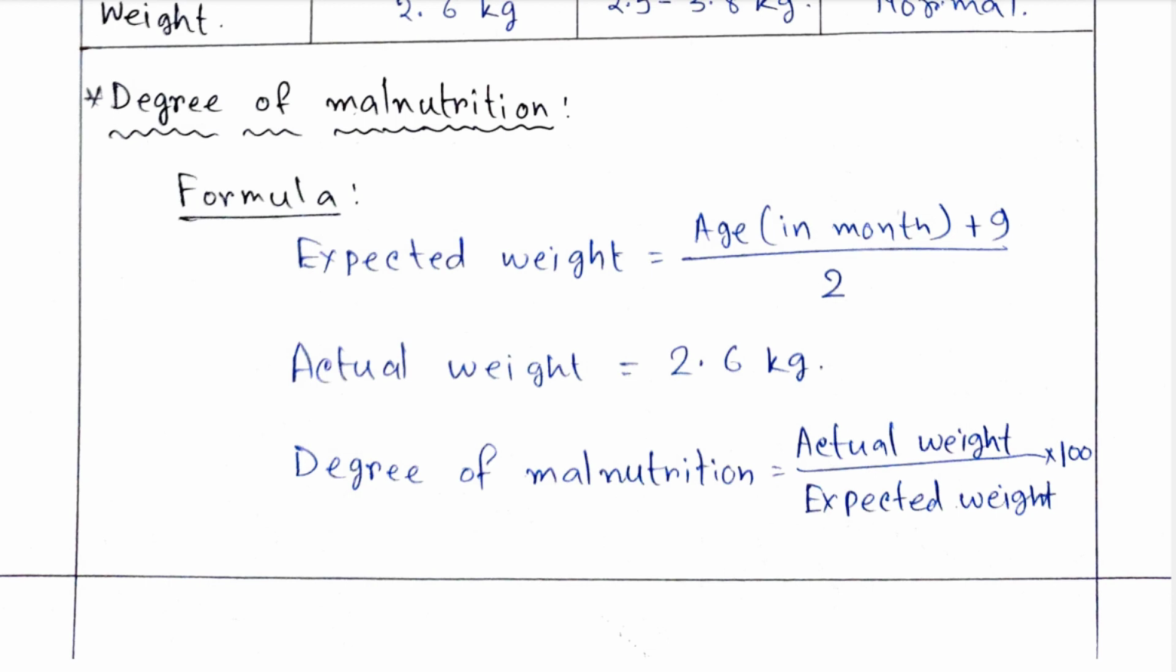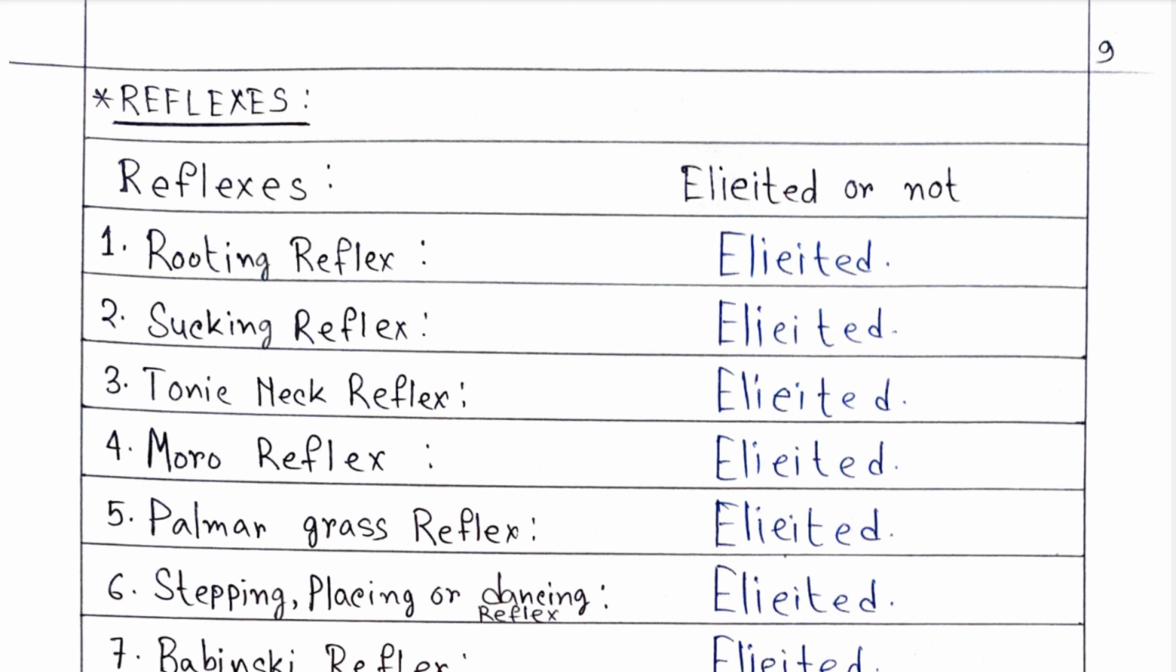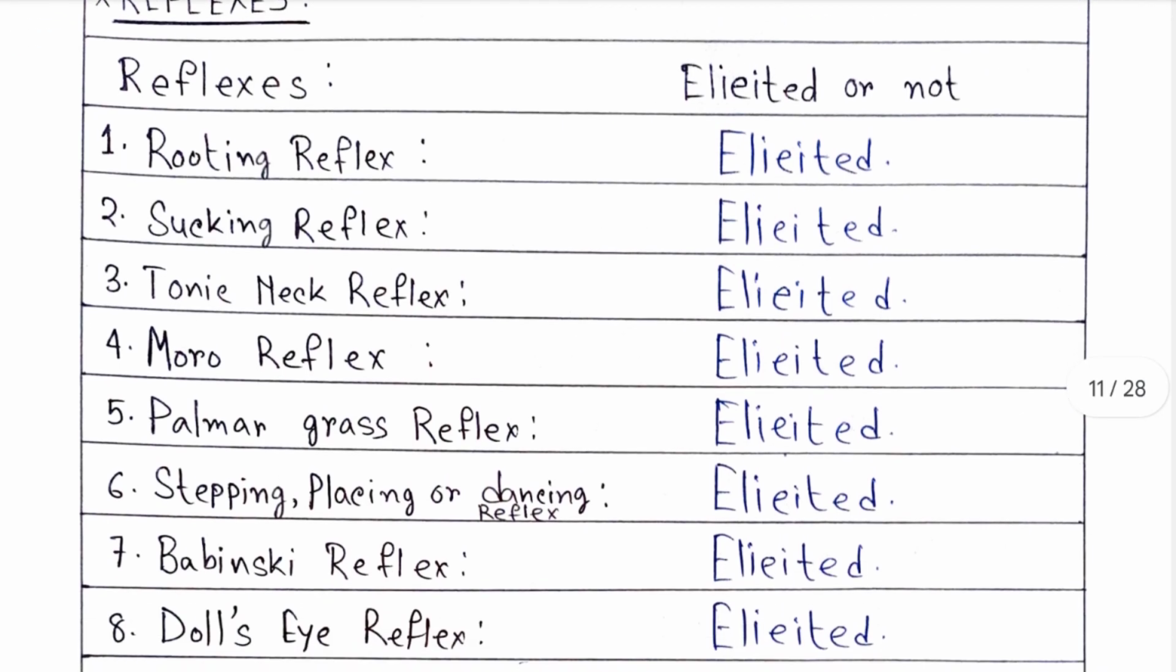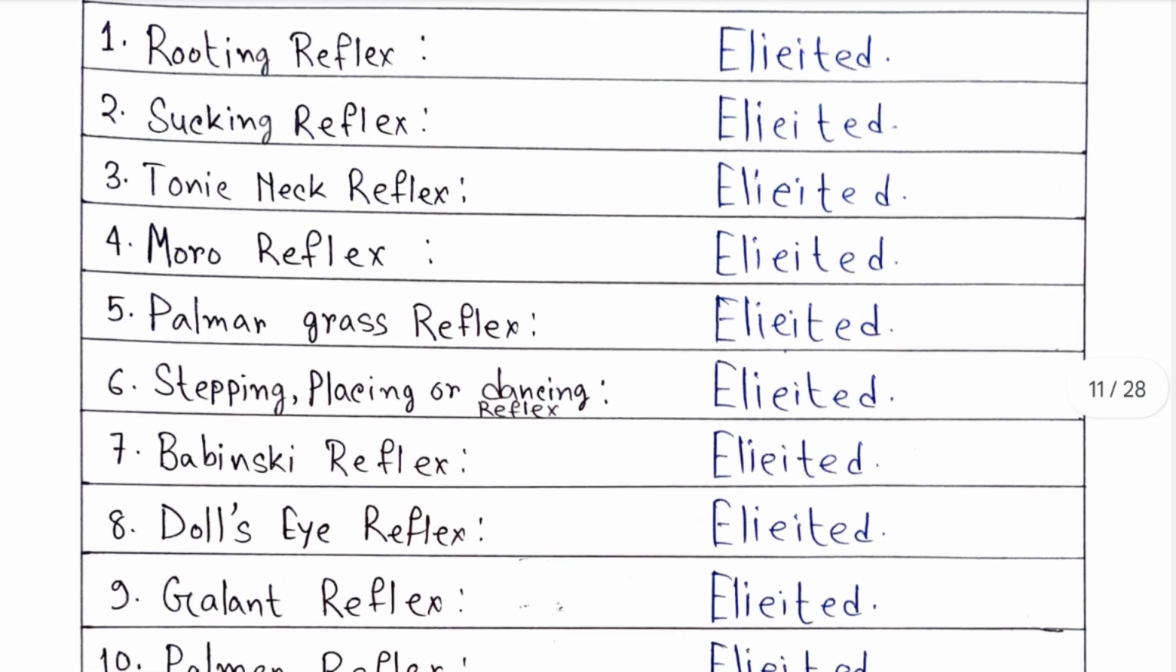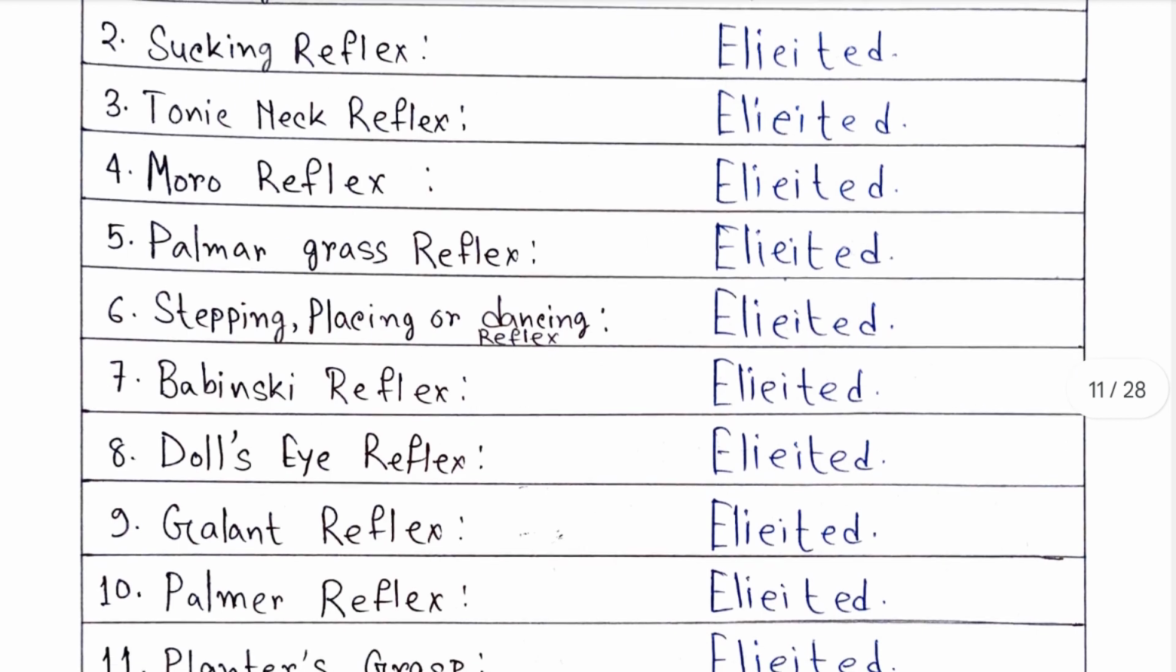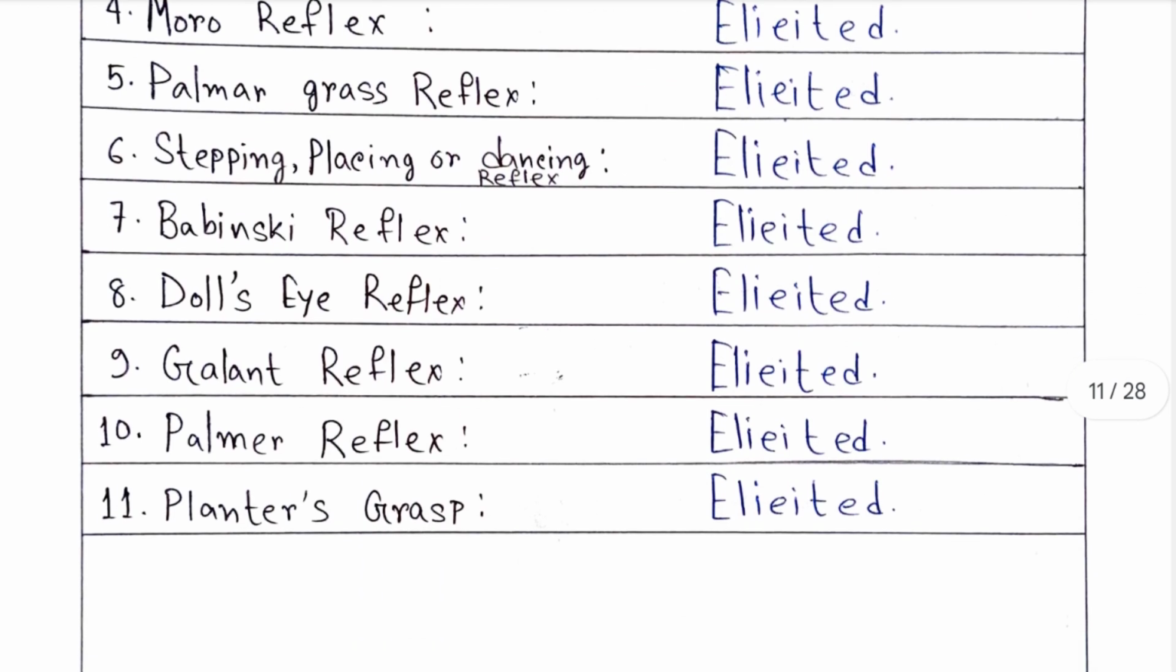Next is degree of malnutrition. It means how much weight of the baby. Next are reflexes. First one is rooting reflex, elicited, sucking reflex, elicited, tonic neck reflex, also elicited. Next, Moro reflex, palmar grasp reflex, stepping, placing or dancing reflex, Babinski reflex, doll's eye reflex, Galant reflex, plantar reflex, parachute reflex, all are elicited.